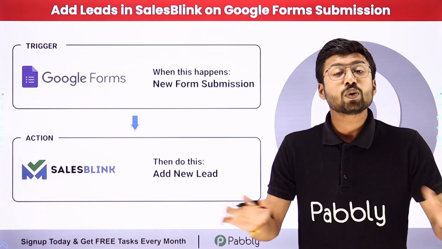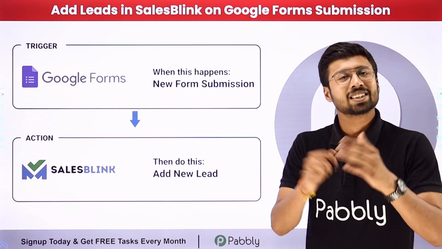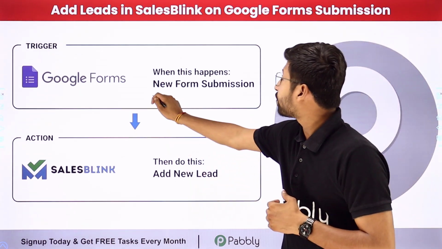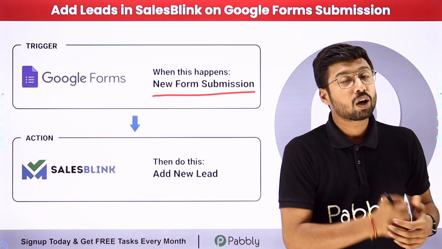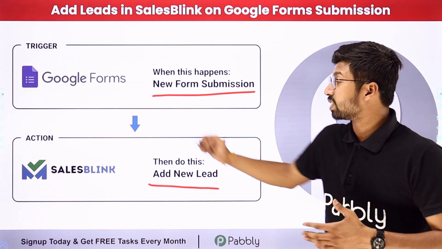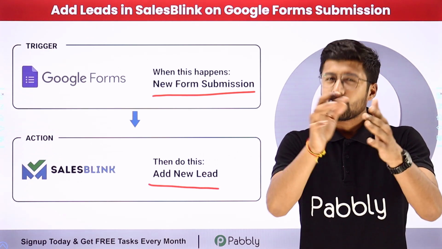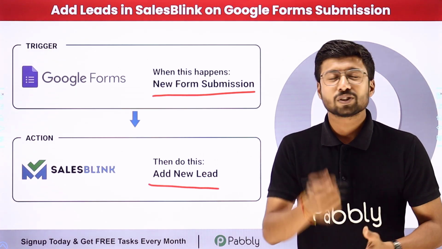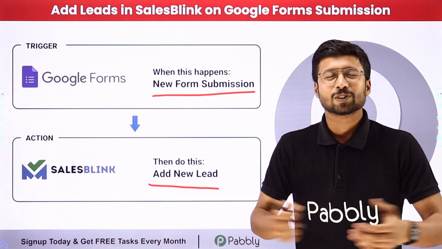So let me tell you, you can completely automate this process. In this automation, whenever we receive a new form submission in Google Forms, automatically with the same details, we are going to add that person as a lead in SalesBlink. Now, if you want to know how you can set up this automation, you just have to come with me to my screen.